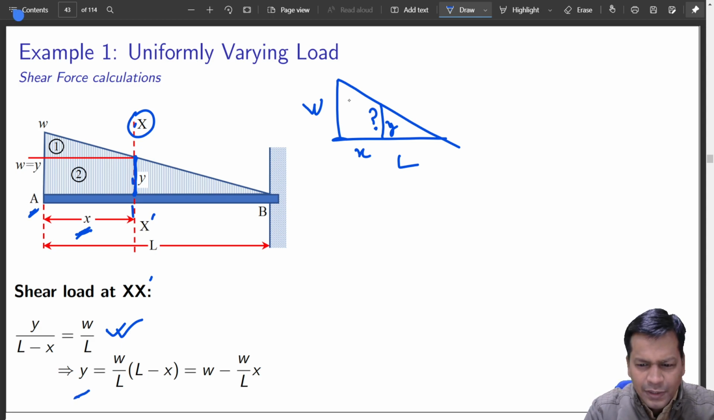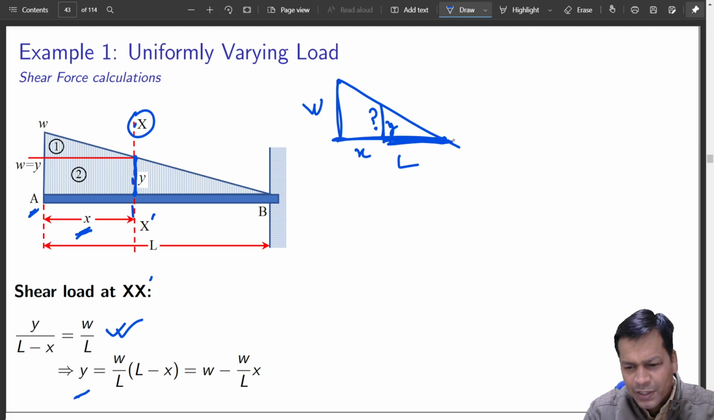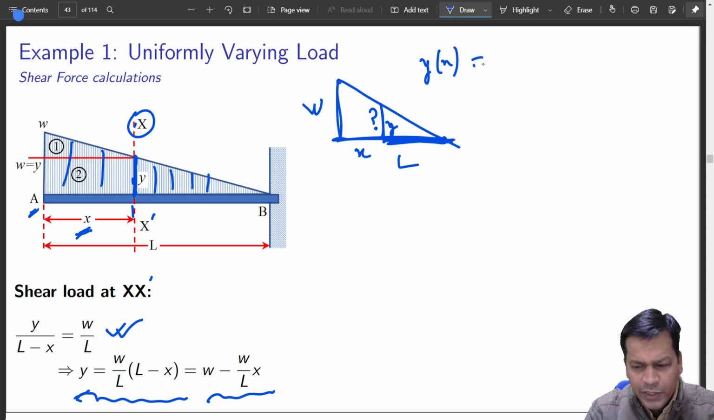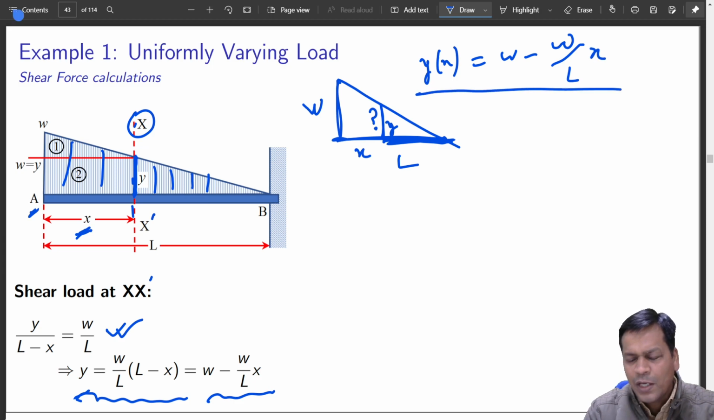Using similar triangles, this by this should be equal to this by this. And how much is this? This is L minus X, is it not? So using that I could quickly get Y is equal to this. So loading at this point is now known, or rather loading at any point varying as X. So now you know how the load is changing. The load is changing by an equation given by Y is equal to W minus W by L into X. So this is the load equation.